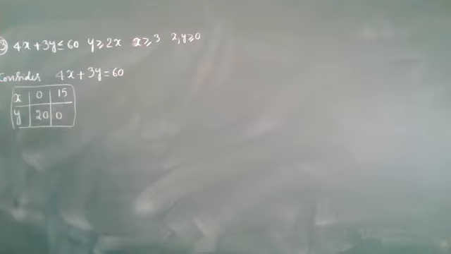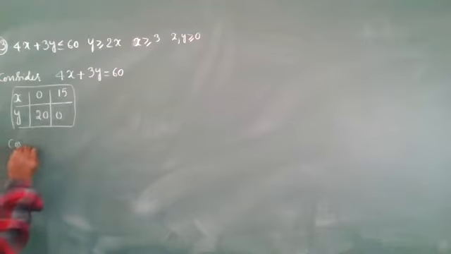I am writing directly, but you should work it out. When x is 0, 3y is equal to 60, so y is equal to 20. When y is 0, 4x is equal to 60, so x is 15.